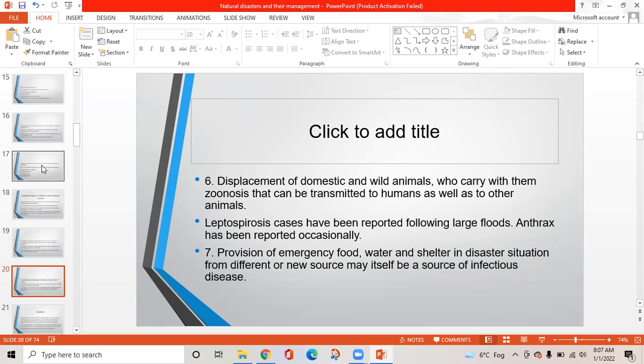Displacement of domestic and wild animals, who carry with them zoonoses that can be transmitted to humans as well as to other animals. Leptospirosis cases have been reported following large floods. Anthrax has been reported occasionally. Provision of emergency food, water, and shelter in disaster situations from different or new sources may itself be a source of infectious diseases.